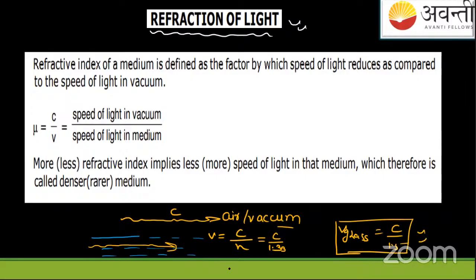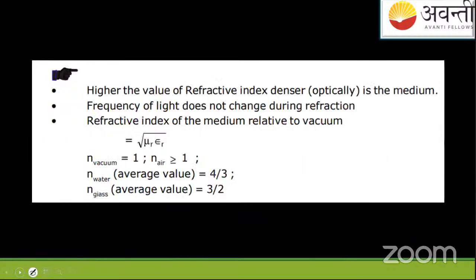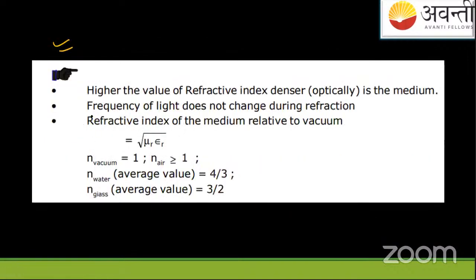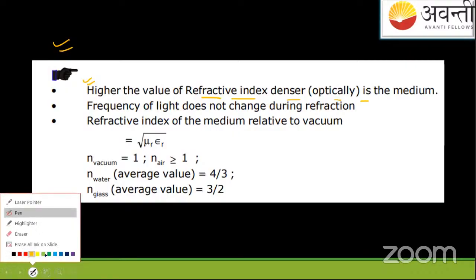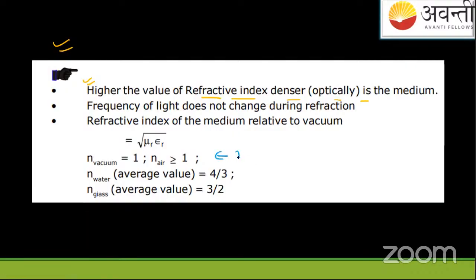These are very easy things, students. Then we have seen these 4 points. They give you some information about the refractive index and its properties. That is, the higher the value of refractive index, the more optically dense the medium is. And why is it? Because if you focus here, this is air, having a refractive index of 1. This is water, having an average refractive index of what?